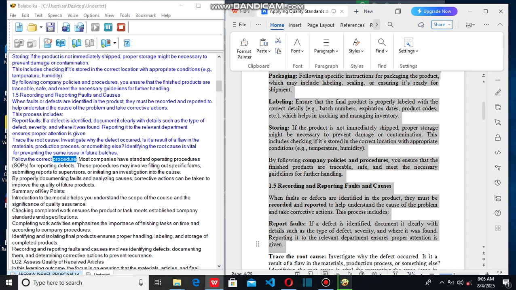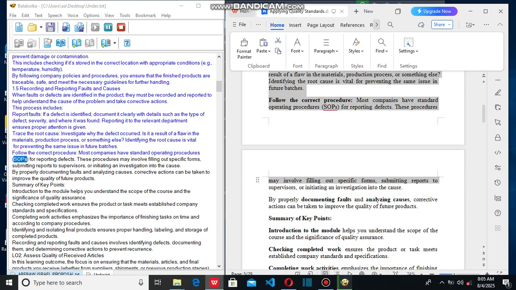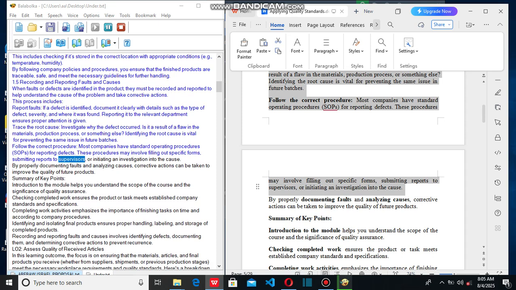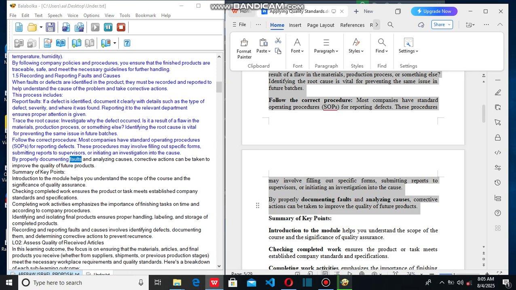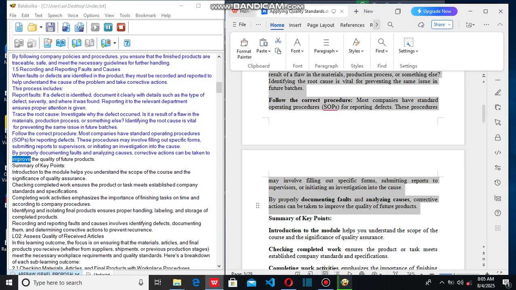Follow the correct procedure. Most companies have standard operating procedures, SOPs, for reporting defects. These procedures may involve filling out specific forms, submitting reports to supervisors, or initiating an investigation into the cause. By properly documenting faults and analyzing causes, corrective actions can be taken to improve the quality of future products.